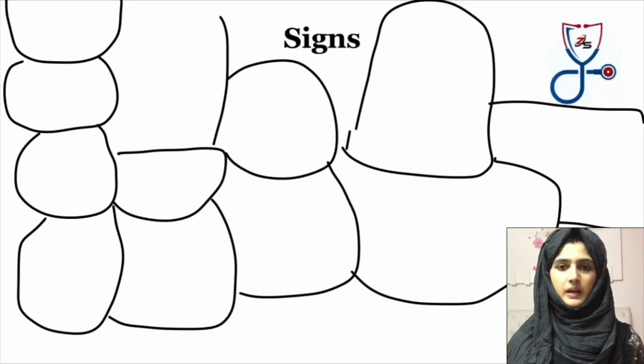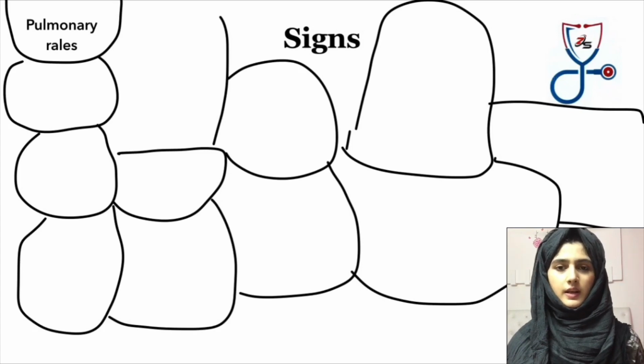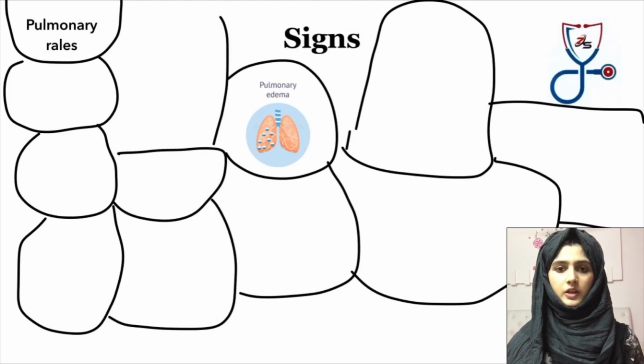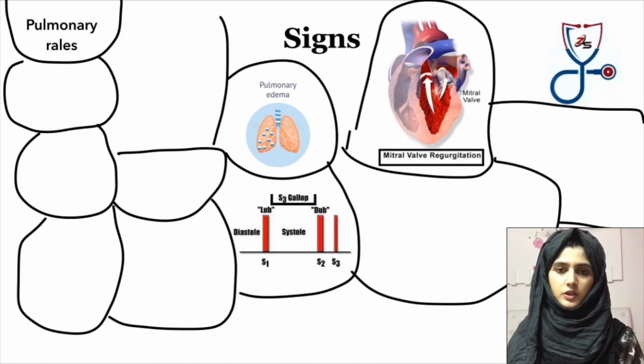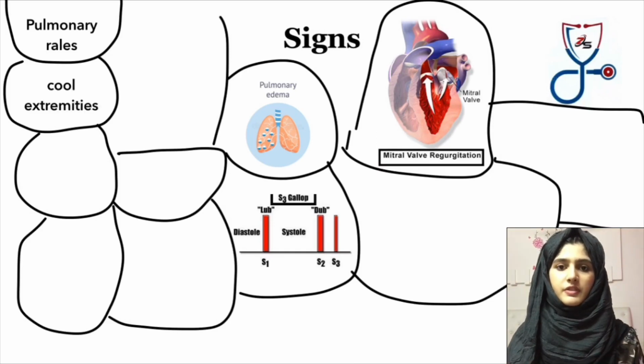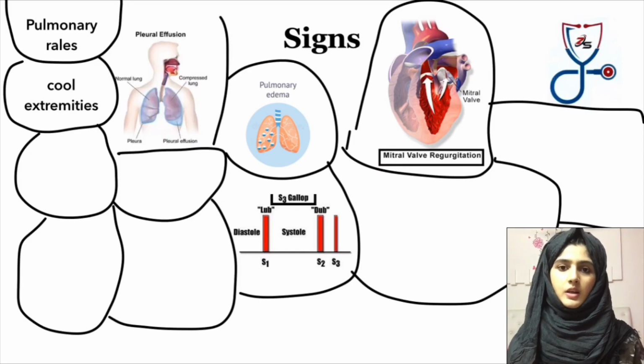Signs. One is pulmonary rales, where you have a small clicking sound in your lungs when you breathe in. Pulmonary edema, a condition caused by excessive fluid in your lungs. S3 gallop, the third heart sound. Mitral valve regurgitation murmur. It is a condition where the heart's mitral valve doesn't close tightly, allowing the blood to flow backward in your heart. Cool extremities, where your hands and feet get cold. Pleural effusion, where fluid accumulates around the lungs due to poor pumping of the heart.